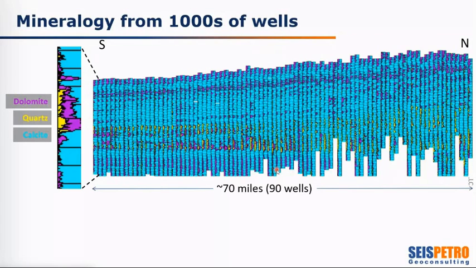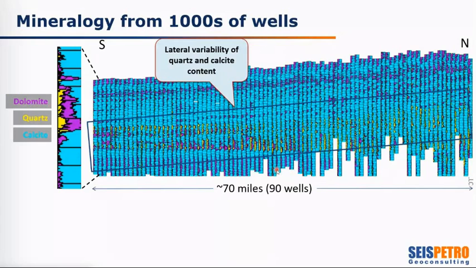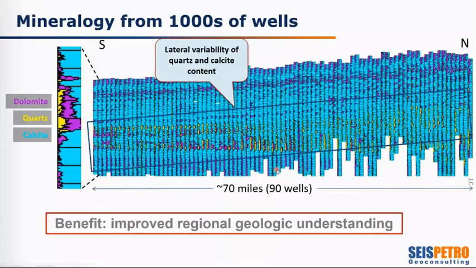In this case, we show a cross-section of dolomite, quartz, and calcite in more than 90 wells. We can see the lateral variability of the quartz and calcite content. The benefit of doing this kind of project is that we can have an improved regional geologic understanding.